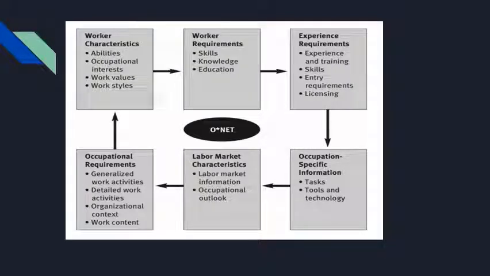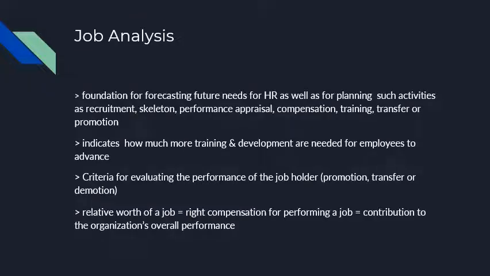So this is what the O*NET would have: some characteristics of the workers, what the workers are required of, experience, occupation-specific information, labor market characteristics, and occupational requirements. This is an online search for jobs that are available in the United States.